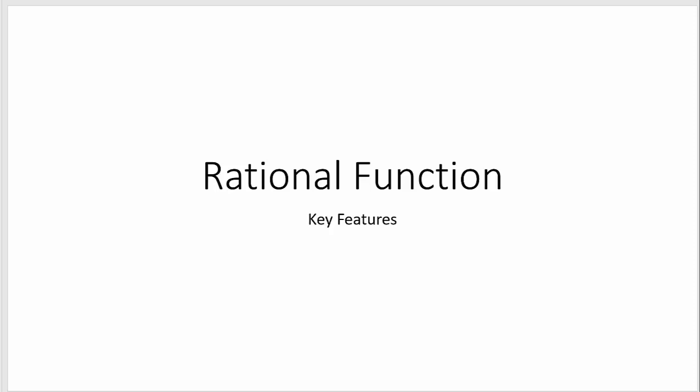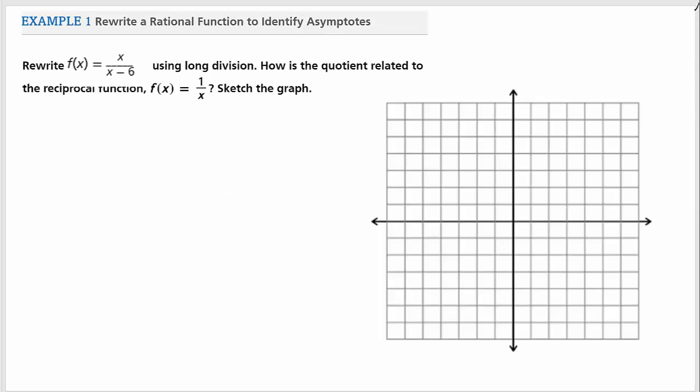Today we're going to look at graphing using key features of the rational function. So we're going to start by reviewing the long division. Here's the question. We're going to rewrite x over x minus 6, and then we're going to graph and talk about the transformations.